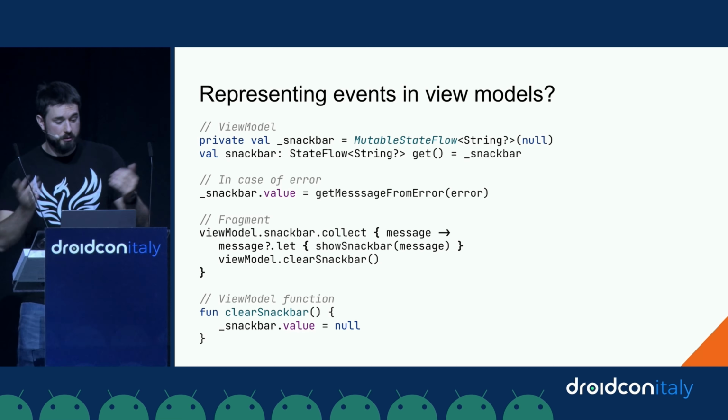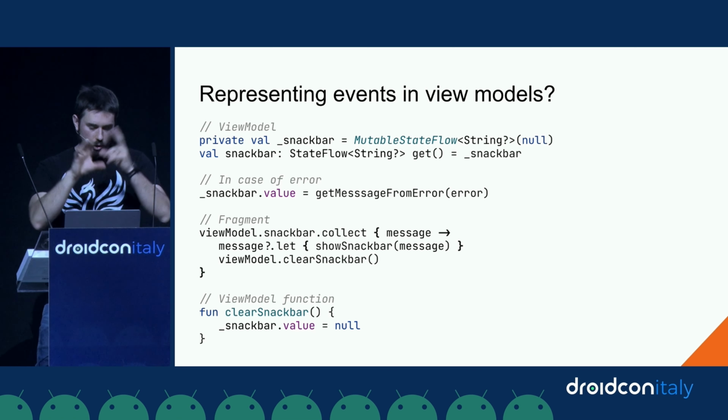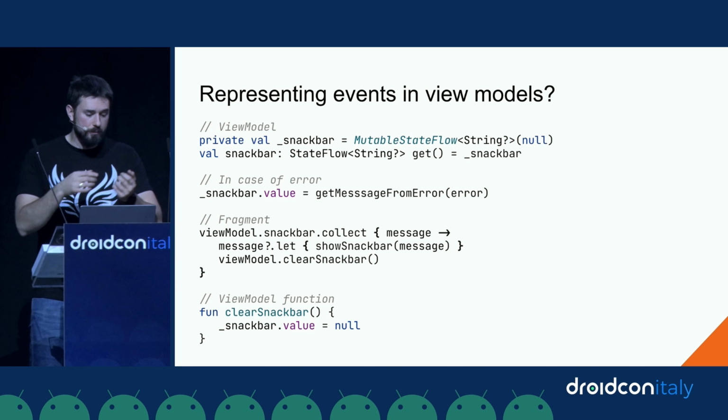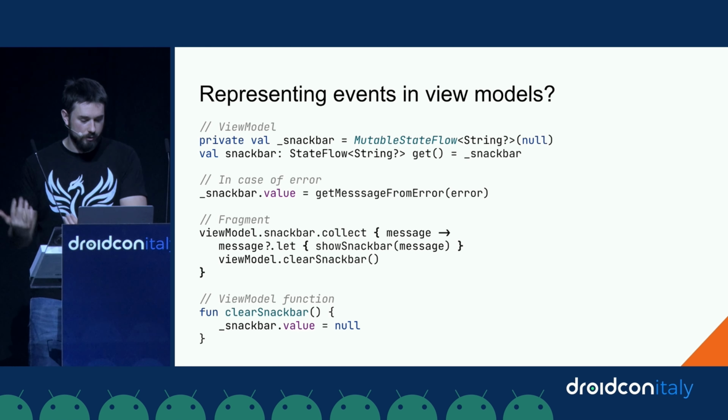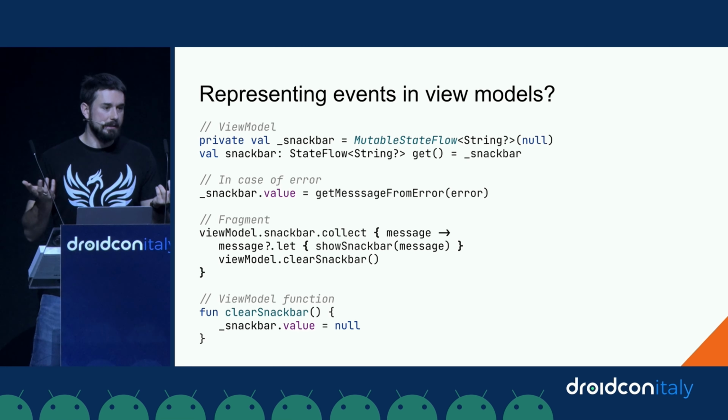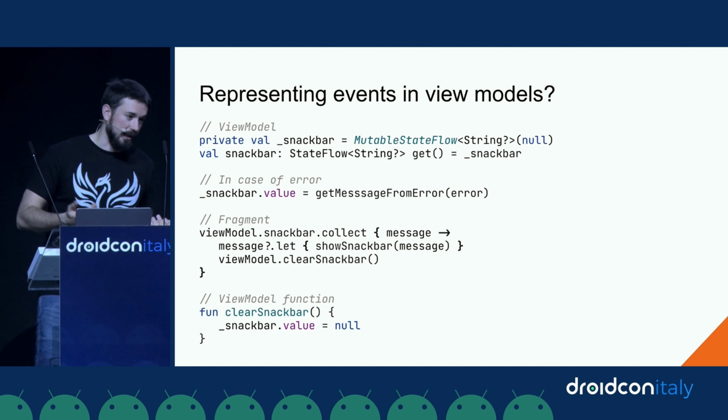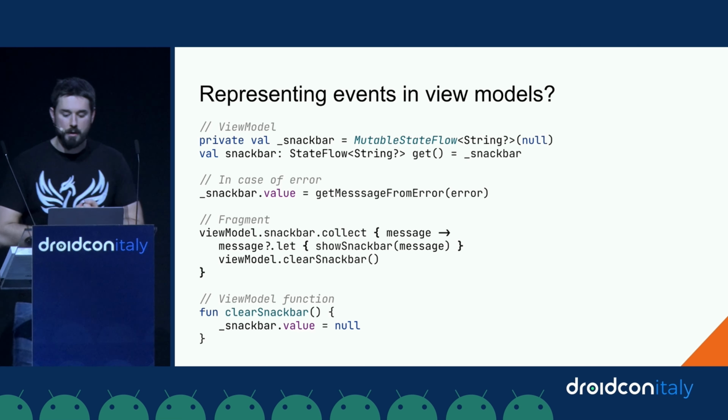In case of an error, you set the value. In the fragment, you collect those values and show a snack bar. Once you show it, you clear the snack bar, and that's it. So what are the problems of that? There are actually many problems with this approach.